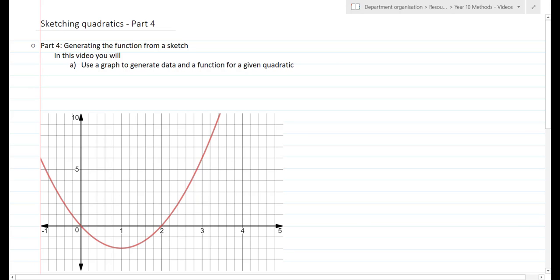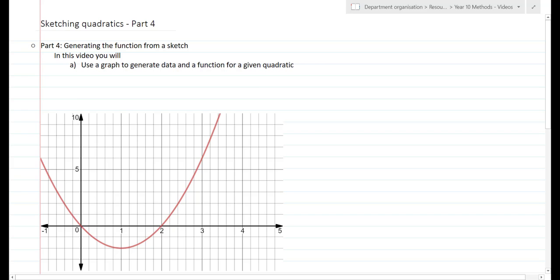But for now, this really wraps up the idea of sketching quadratics, starting with the basic shape and the information you can get from different forms, through to the overall premise, which was last video, drawing a graph from a function, to this video, getting a function from a graph.